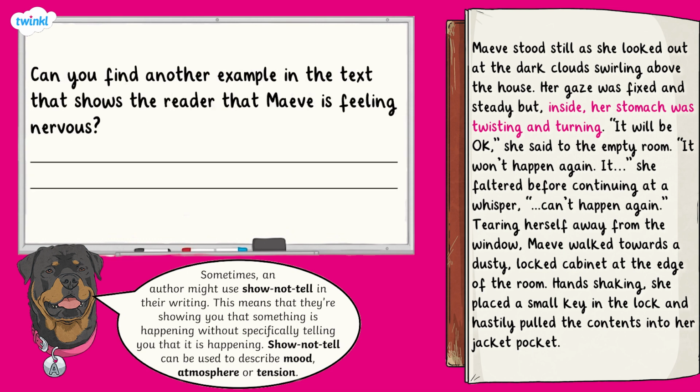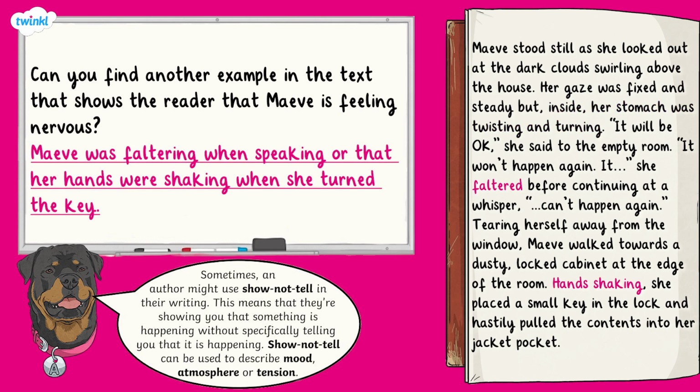Can you find another example in the text that shows the reader that Maeve is feeling nervous? Well done if you said that Maeve was faltering when speaking or that her hands were shaking when she turned the key. These descriptions help the reader to understand Maeve's mood. They also help to build tension by showing the reader that something worrying might be about to happen.